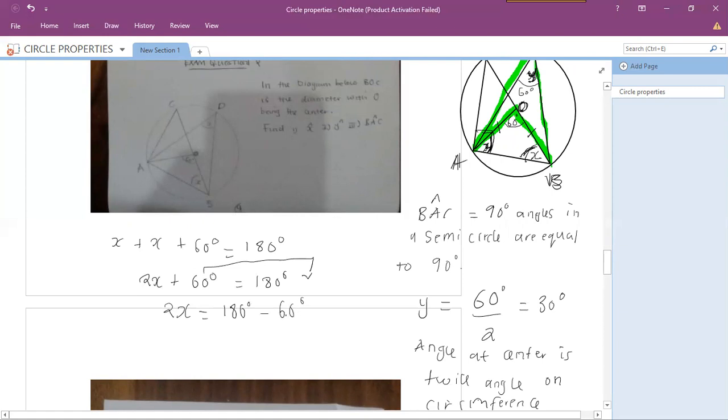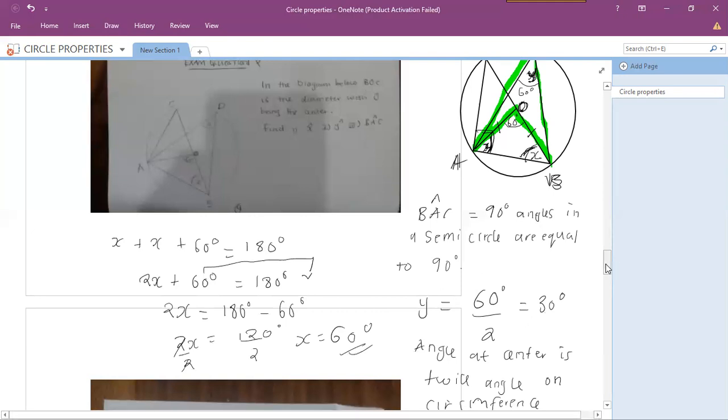180 degrees minus 60 degrees gives us 120 degrees. So 2x is equivalent to 120 degrees. We divide both sides by 2. That cancels, and x will be equivalent to 60 degrees. So even this angle here, x, is actually 60 degrees. You know these angles are 60 degrees. It's more or less like an equilateral triangle, but anyway, it's fine. So this angle here, x, is also 60 degrees.